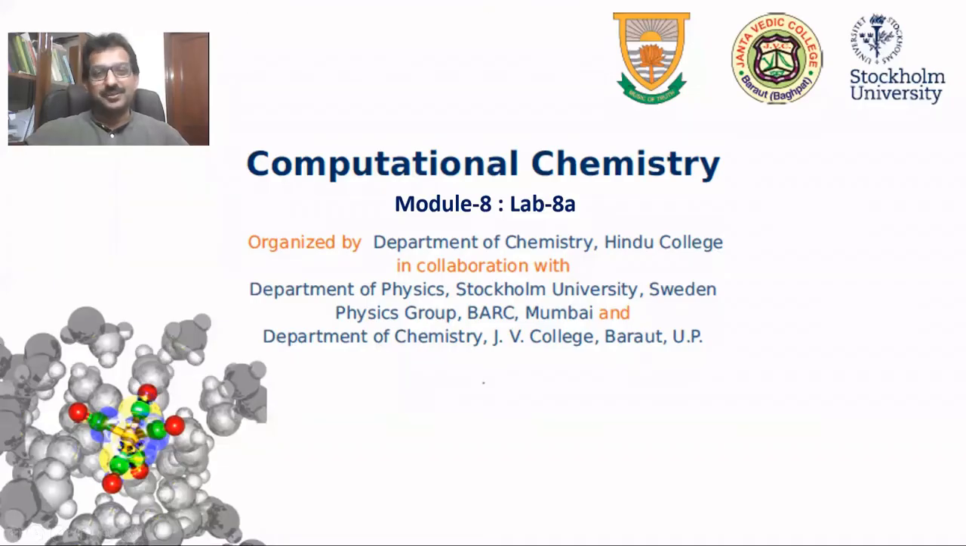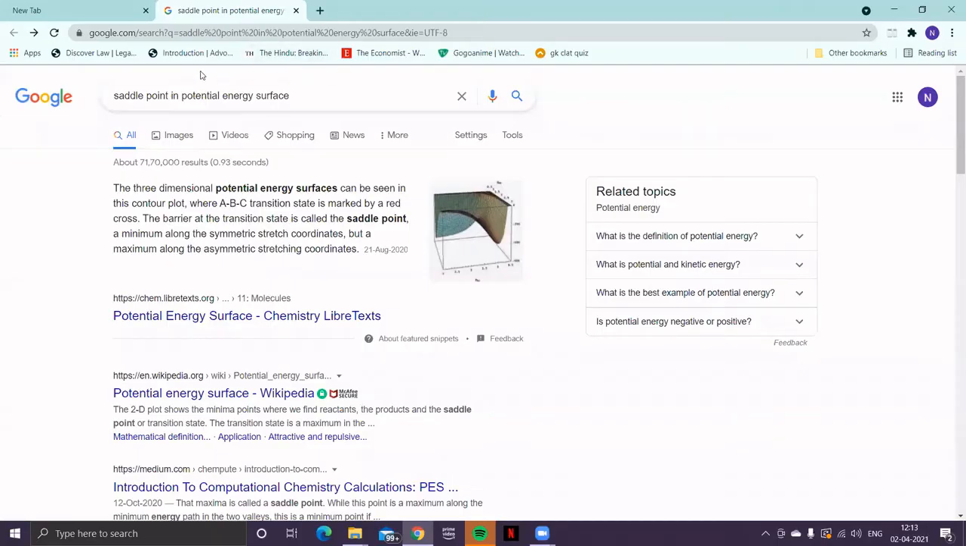Welcome back to the short-term course on computational chemistry. In the last module, we demonstrated some of the utilities of frequency calculation. In the present module, we'll use this frequency calculation to identify the saddle point, that is transition state structure, on a potential energy surface.